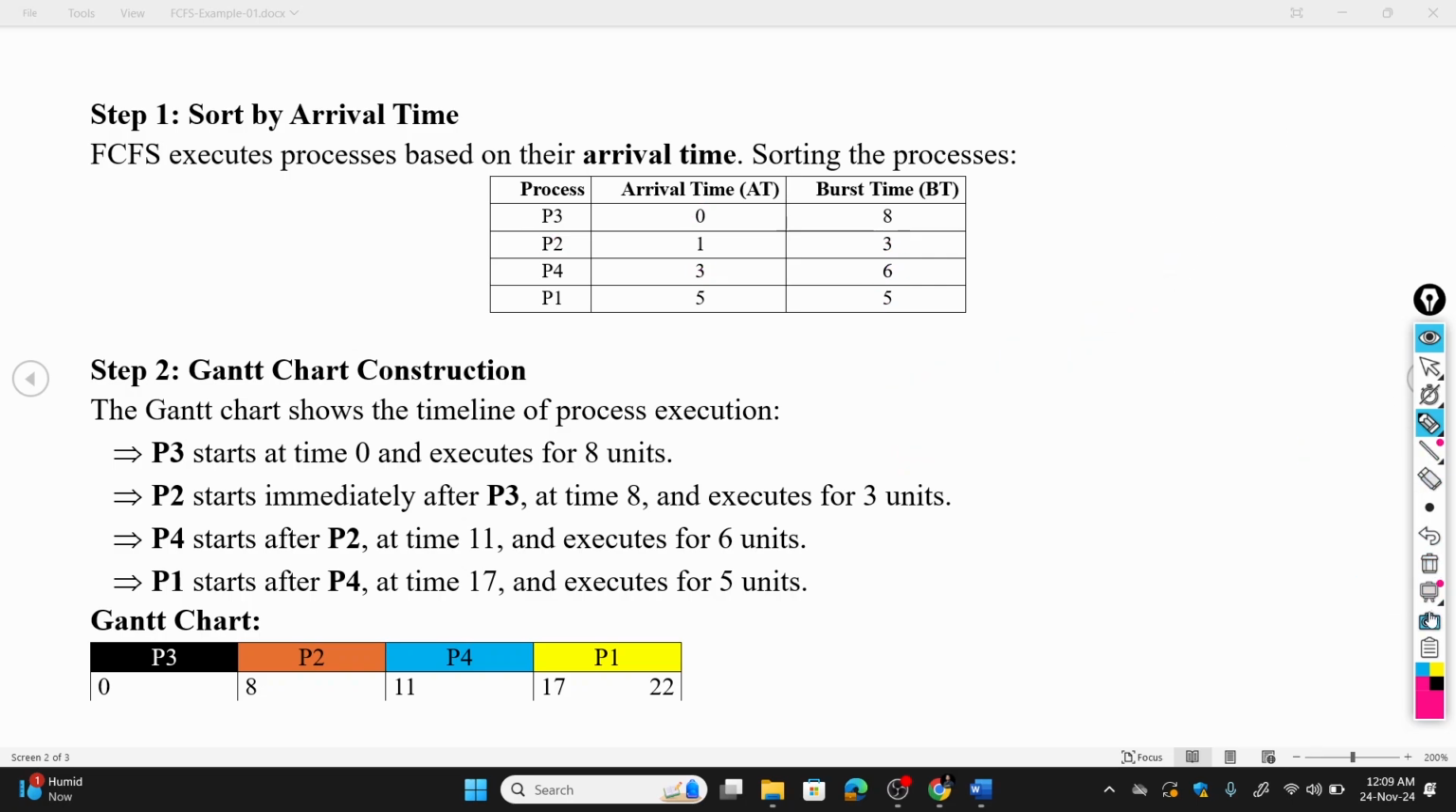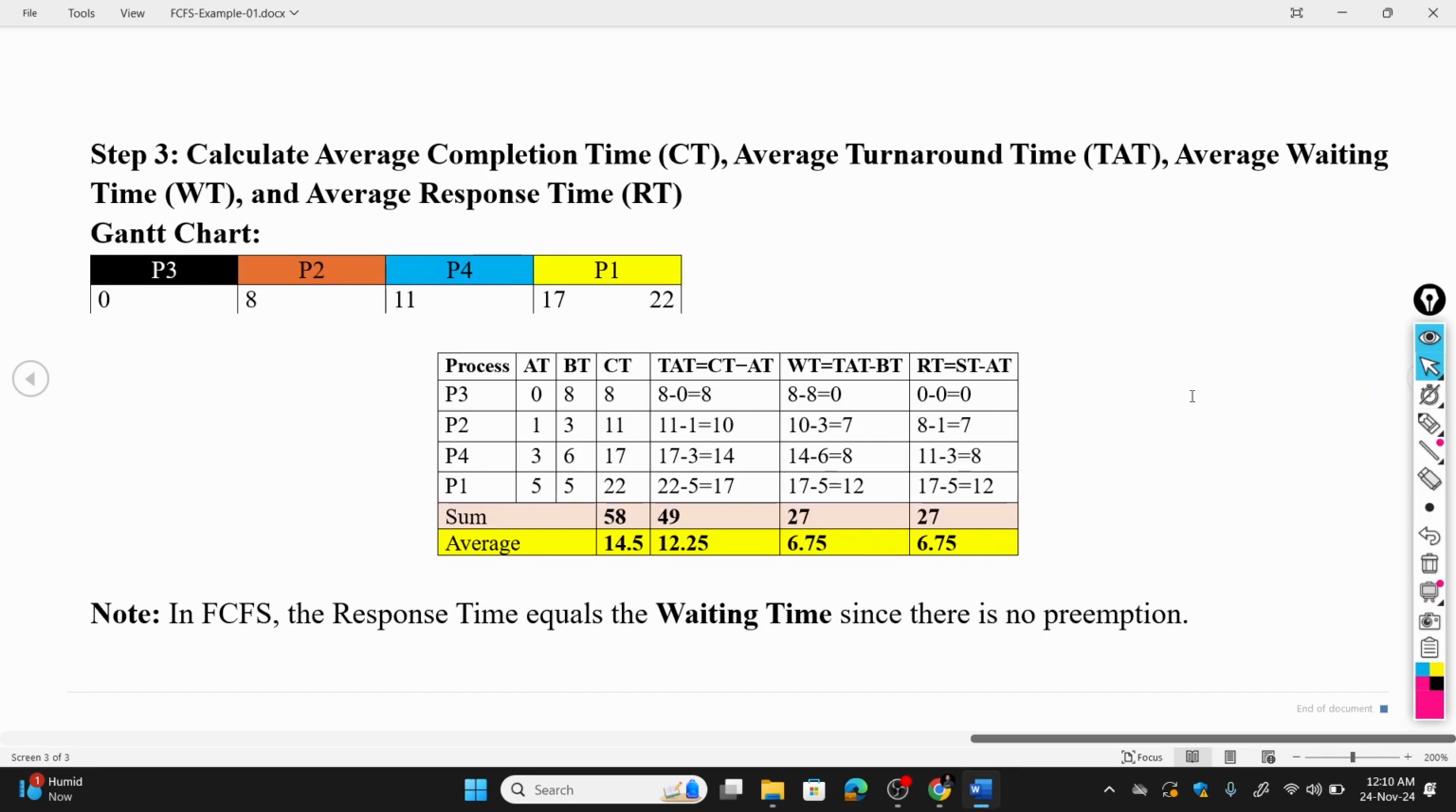Now we have to calculate average completion time, average turnaround time, average waiting time, average response time. Okay, so step 3 will be the calculation of averages. So what is CT? CT means completion time.